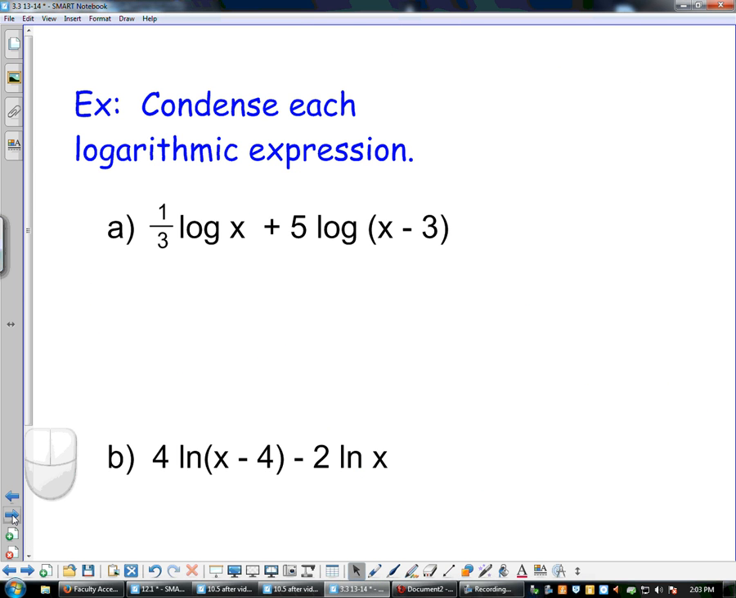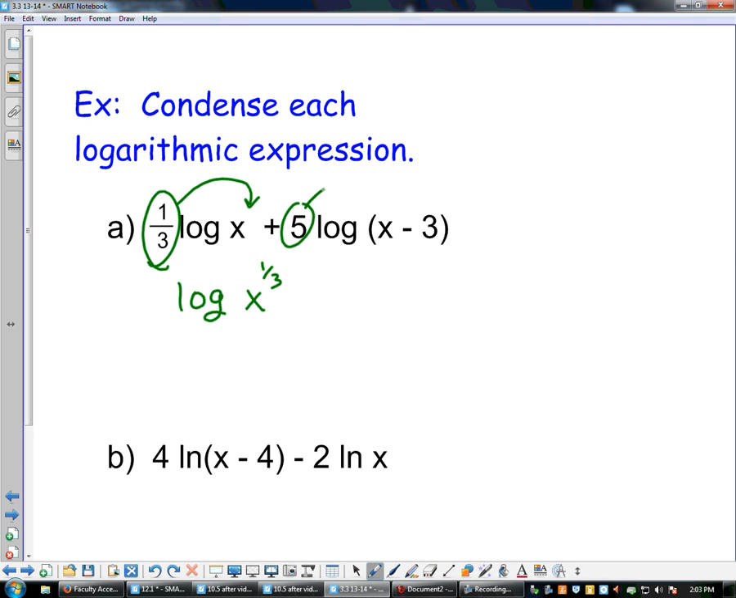Let's look at how to condense some logarithms. We're condensing 1/3 log x plus 5 log of x minus 3. By the way, notice no base is written here, so it's understood to be base 10. We don't need to write those in. This 1/3 right here, if we're going to try and condense, we're going to put that as an exponent on the x. So that's log of x to the 1/3.